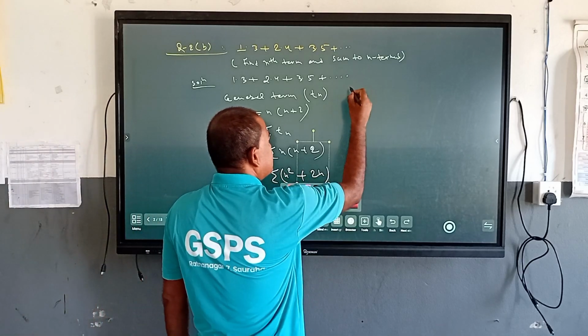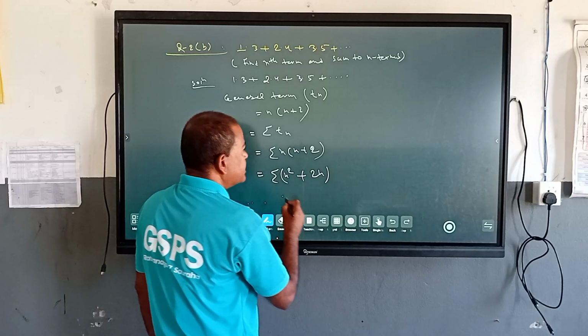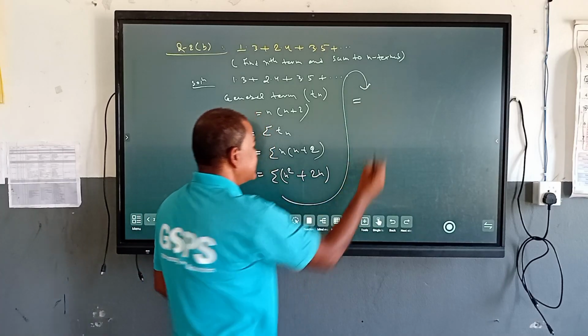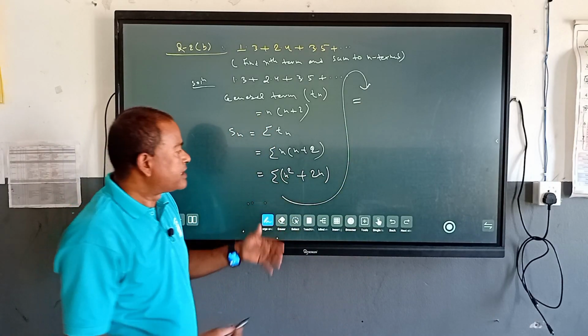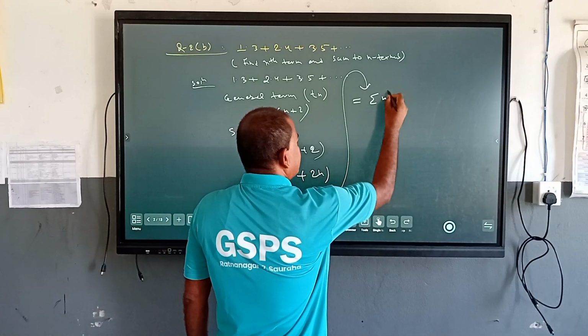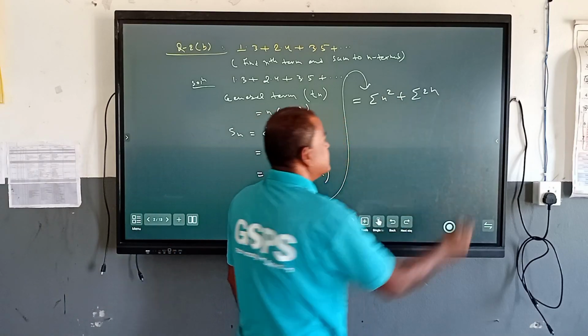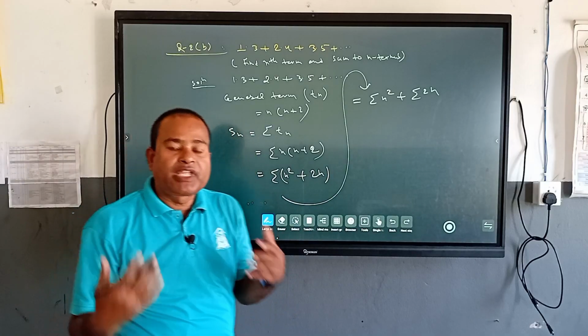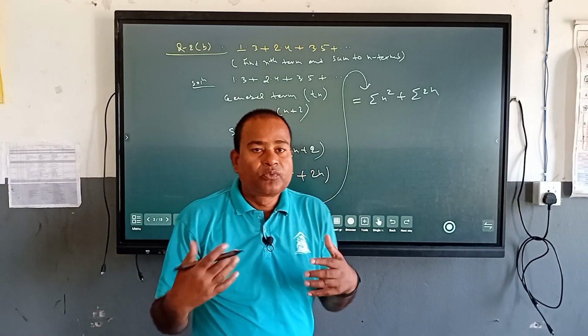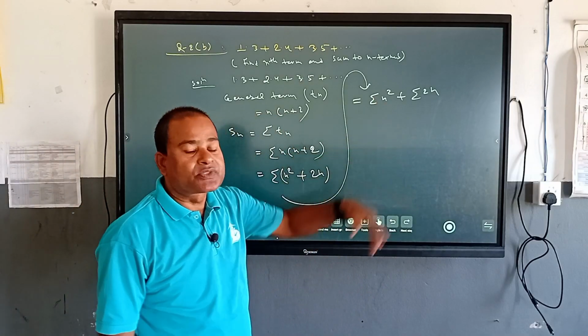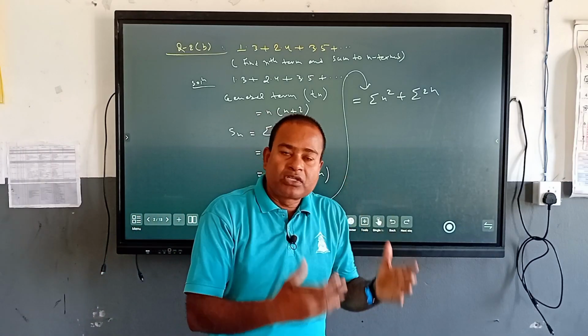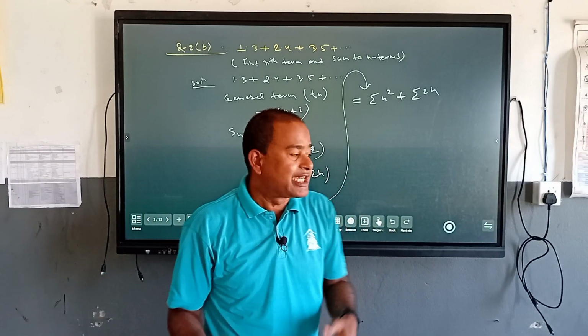So if we break this down into two parts, then we get summation n square plus summation 2n. So we have got two series. Now we have to apply the formula. We know that summation n square represents the sum of the squares of the first n natural numbers.